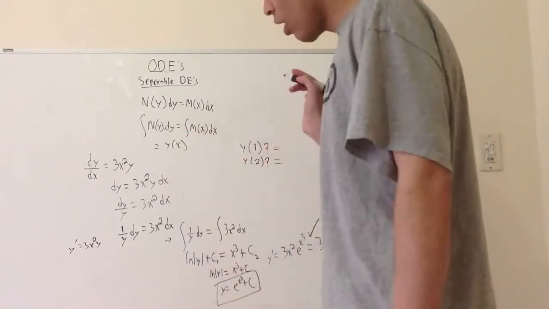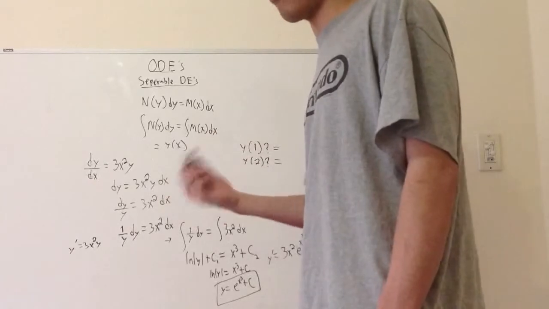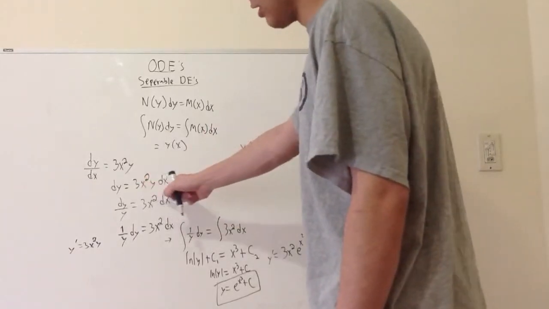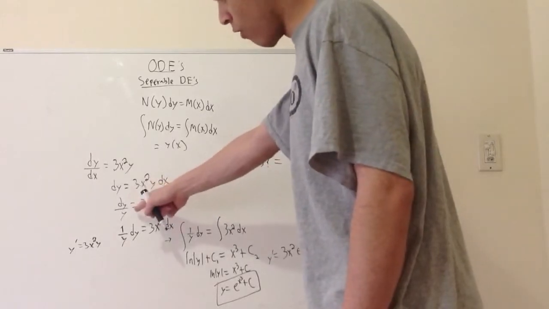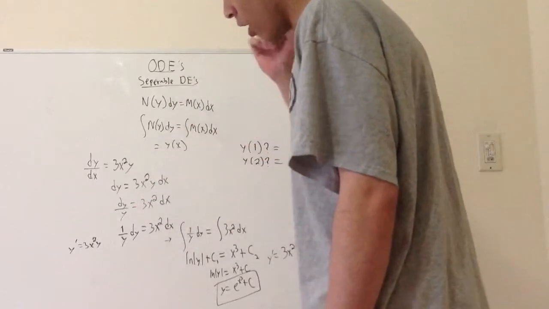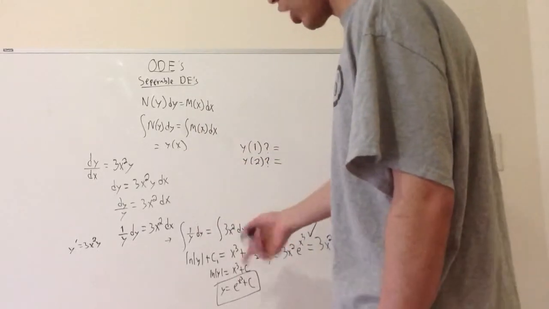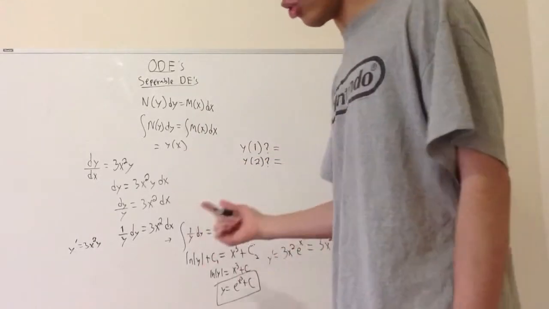So that's pretty much the basic way to solve these separable differential equations. Just really isolate your y's and x's. Don't forget that dy over y integrates to the natural log of y, and then just follow the basic rules of integration and just check yourself, and you'll be in good shape.